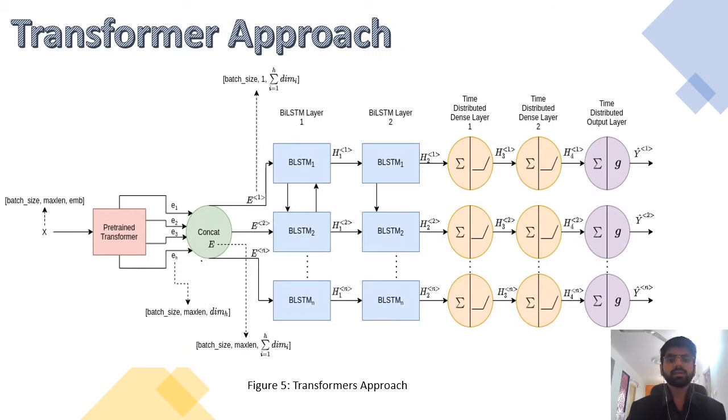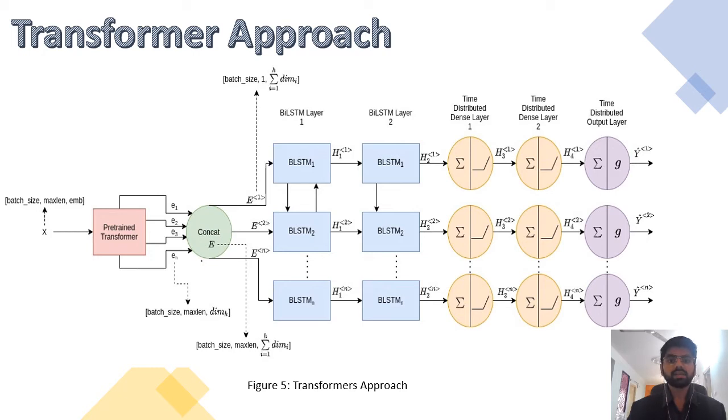Second, our transformer approach makes use of one of the two transformer architectures, that is either XLNet or RoBERTa. First, the tokenized word input is passed through the transformer architecture, and the outputs of all the encoding layers of the transformer are concatenated together to get the final embedding E for any given word.